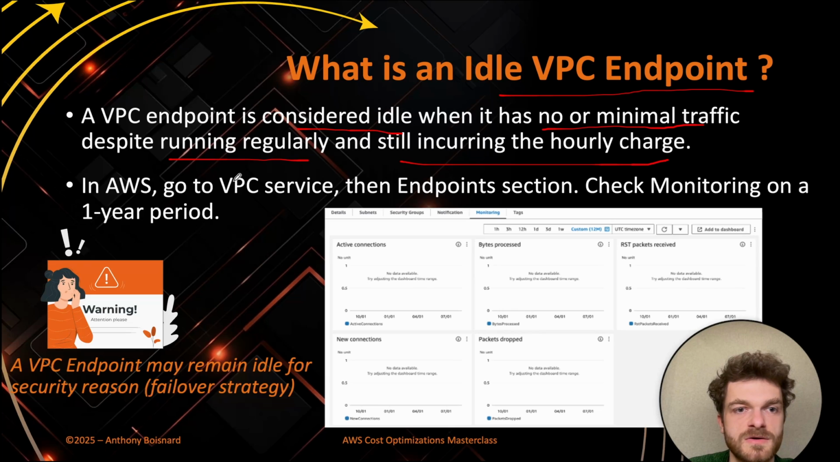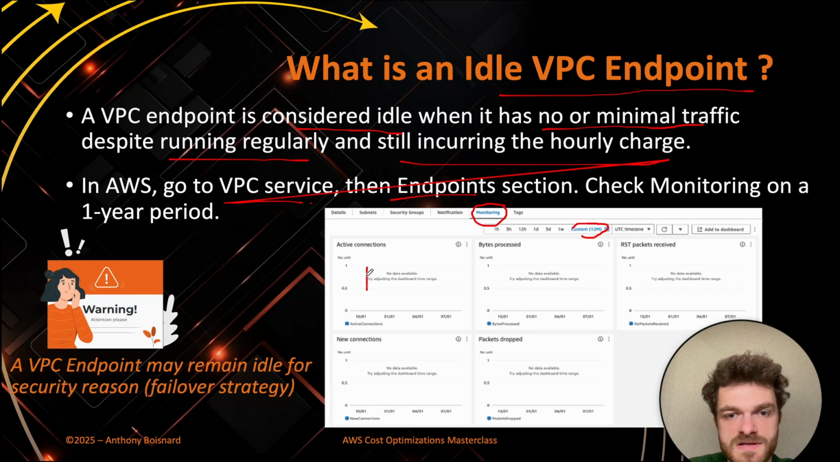So you can go directly to the AWS console, to the VPC service, then the endpoint section. If you check monitoring on, for example, a 1 year period here, you can see there is no data available. And that means this VPC endpoint is idle.